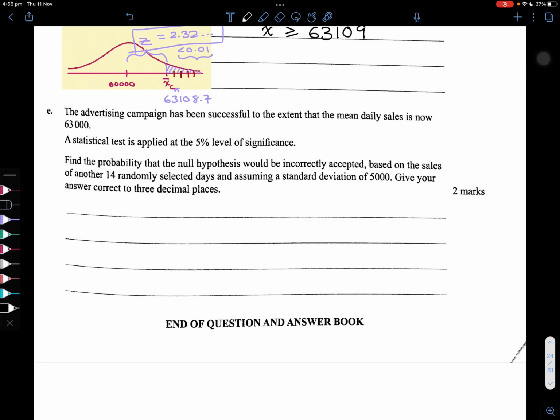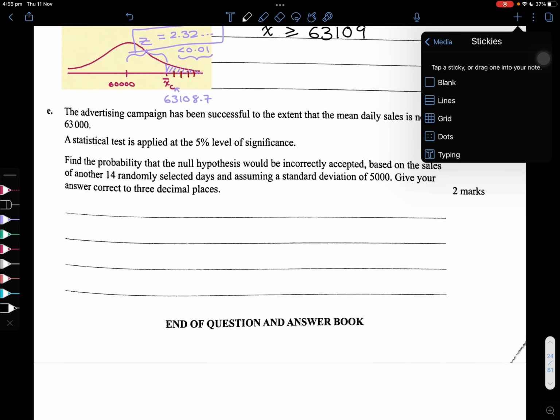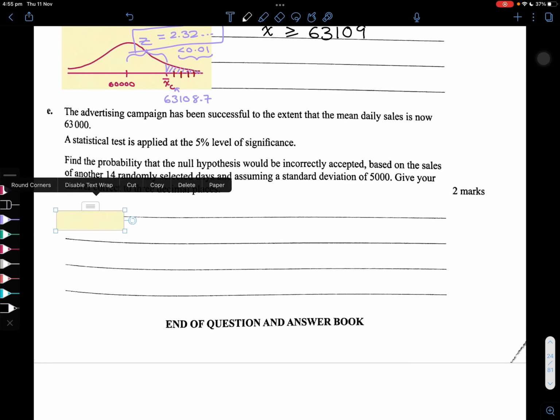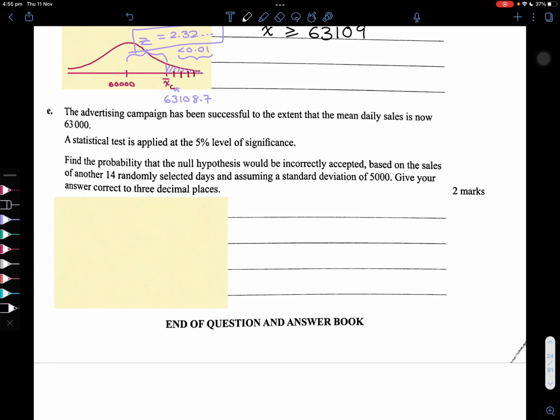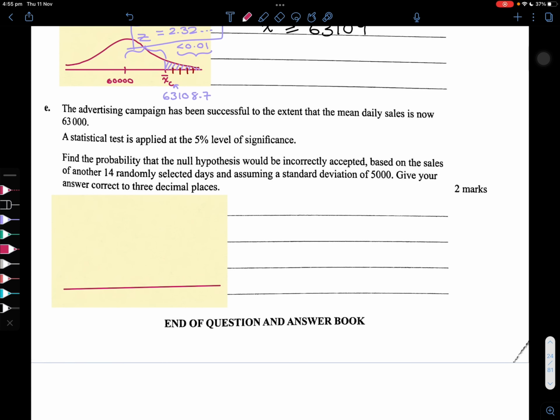Hopefully I haven't messed anything up. The advertising campaign has been successful to the extent that the mean daily sales is now 63,000. A statistical test is applied at the 5% level of significance. Find the probability that the null hypothesis would be incorrectly accepted based on the sales of another 14 randomly selected days and assuming a standard deviation of 5,000. Okay, so let's bring in our note again. Let's draw it in.